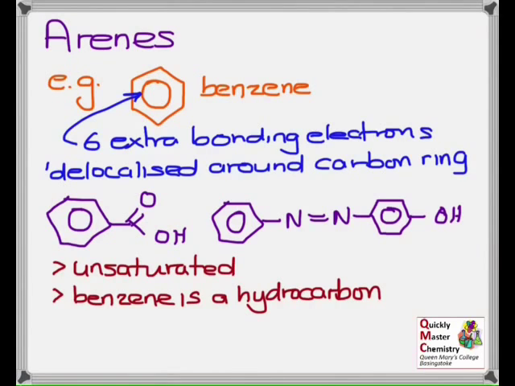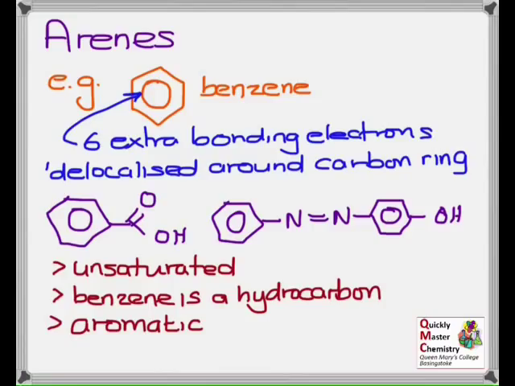The hydrocarbon idea, well, if you've just got benzene on its own, that's carbon and hydrogen atoms. The formula of benzene is C6H6. There's just one hydrogen attached to each carbon in the ring. Anytime you join something else onto the benzene ring, one of those hydrogens is lost.